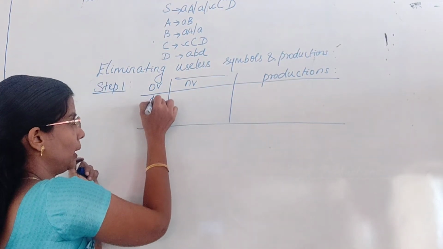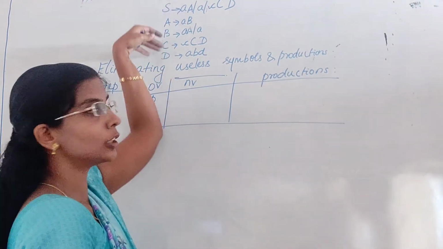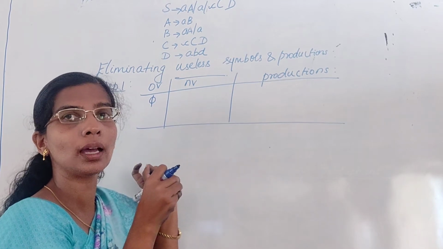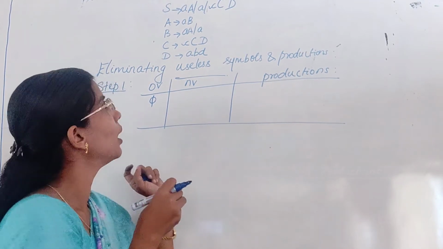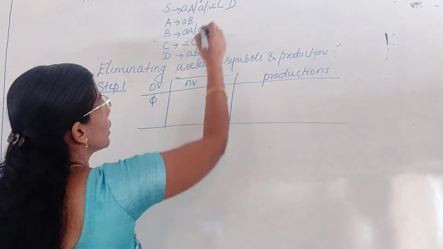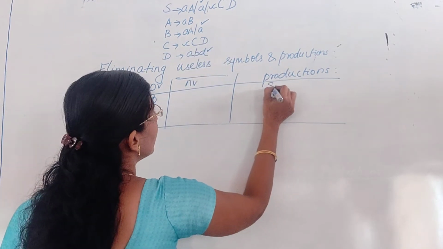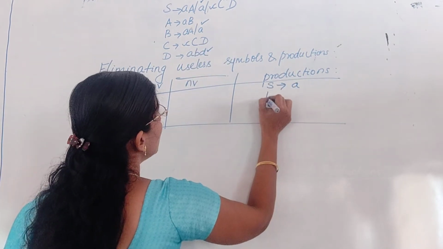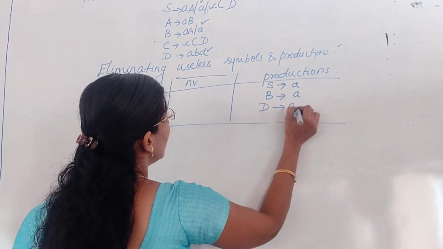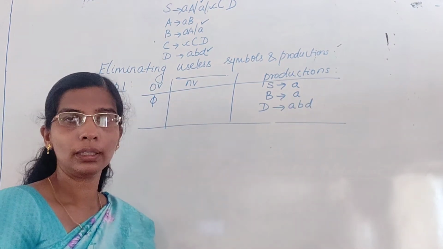Initially, write the old variable as phi. How to write the productions? Check these productions. Pick the productions that have only terminals in the RHS, only small letters in the RHS. Here you have only terminals in the RHS. So how many productions will you write? S tends to a, B tends to a, and D tends to a, b, d.